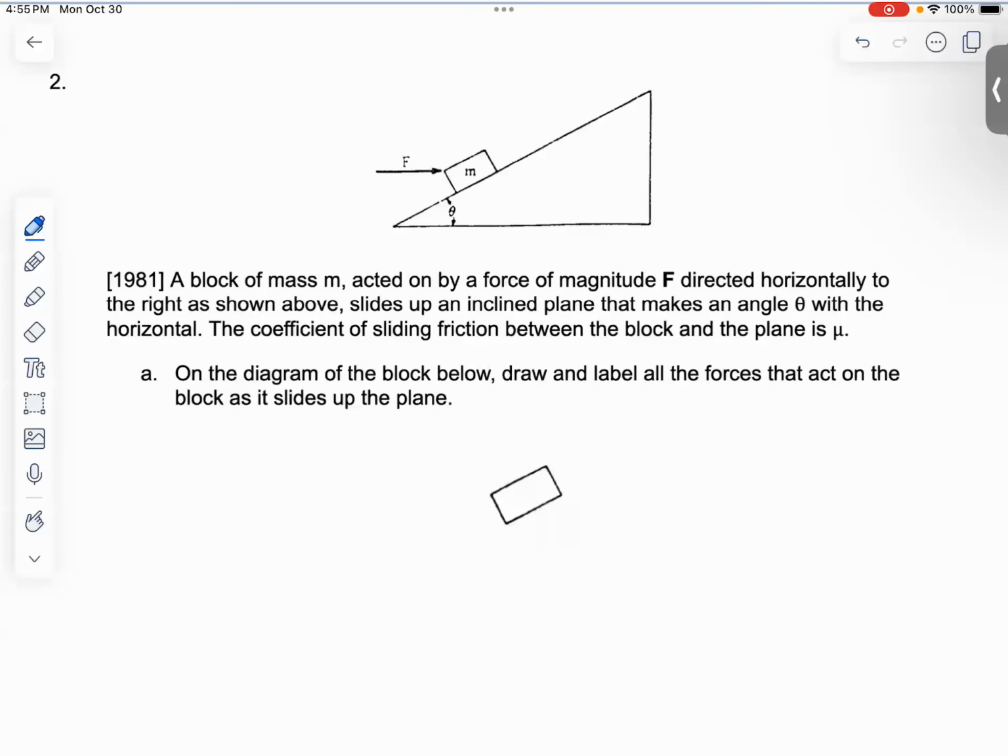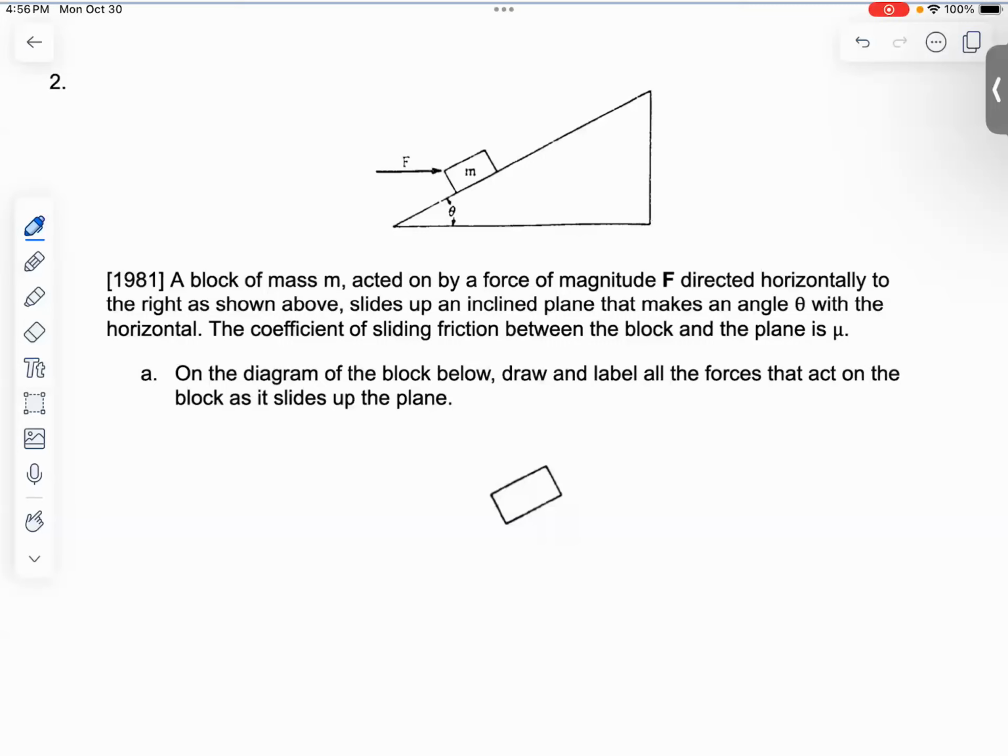All right, so for number two, we have a block. This question adds a bit more difficulty because the forces we usually see are along the slope. But as you can see right here, it is not along the slope. It's kind of pushing into the slope, okay? So that's something you might want to consider.